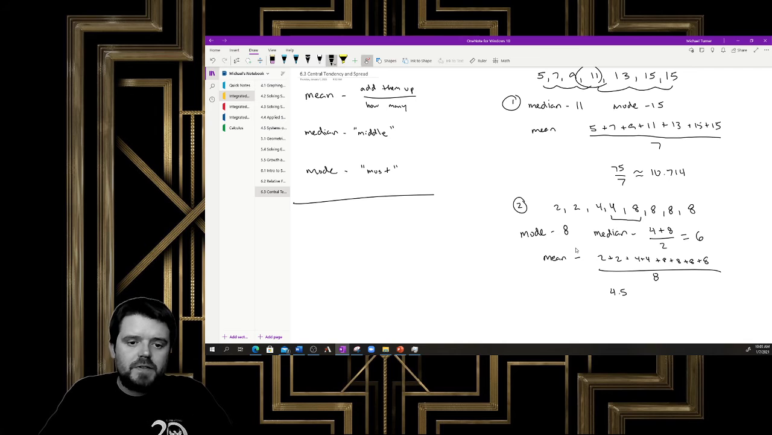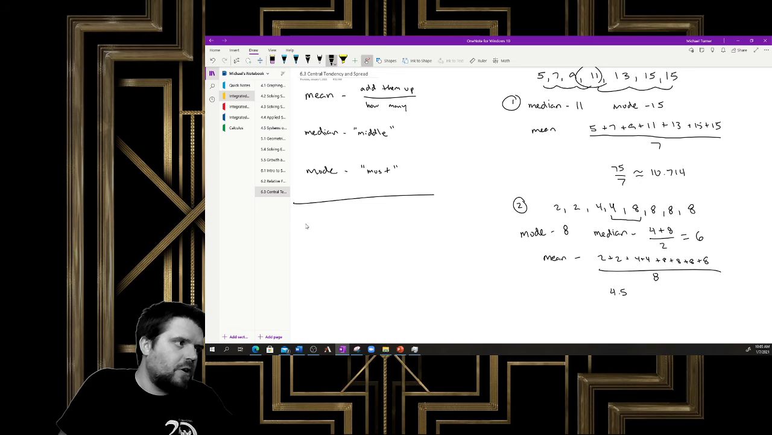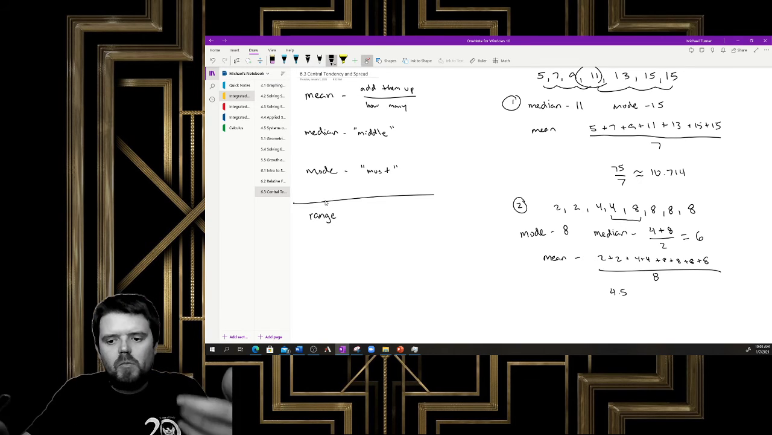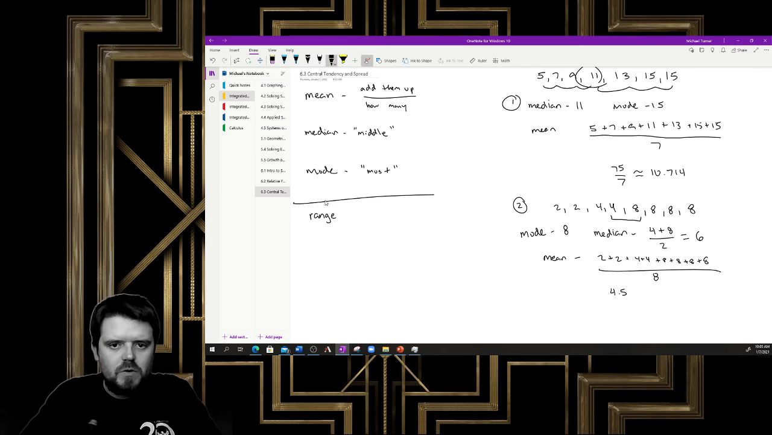Those are all examples of central tendency: mean, median, and mode. For spread, we have 2 common ways to look at spread. And again, there are more than 2, but these are the most common that we use. For spread, as opposed to central tendency, which is kind of looking at what's the middle, that's one useful way to look at a set of data. Spread is looking at how far spread out the data is.